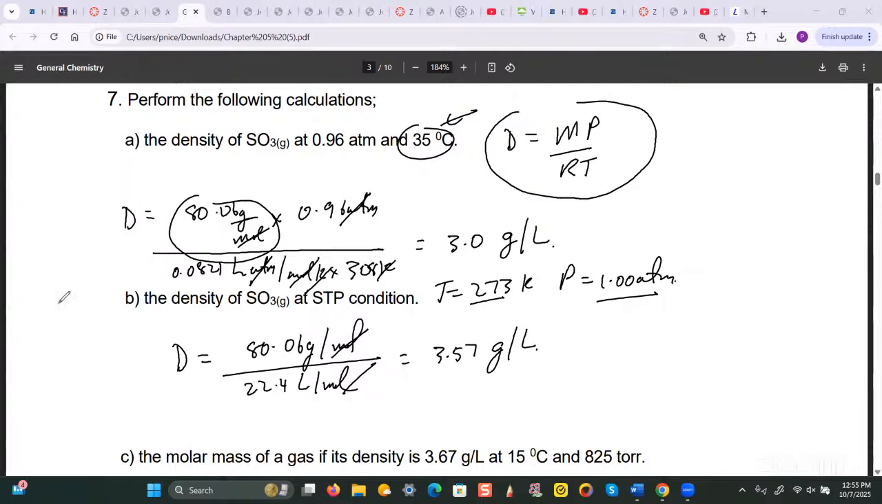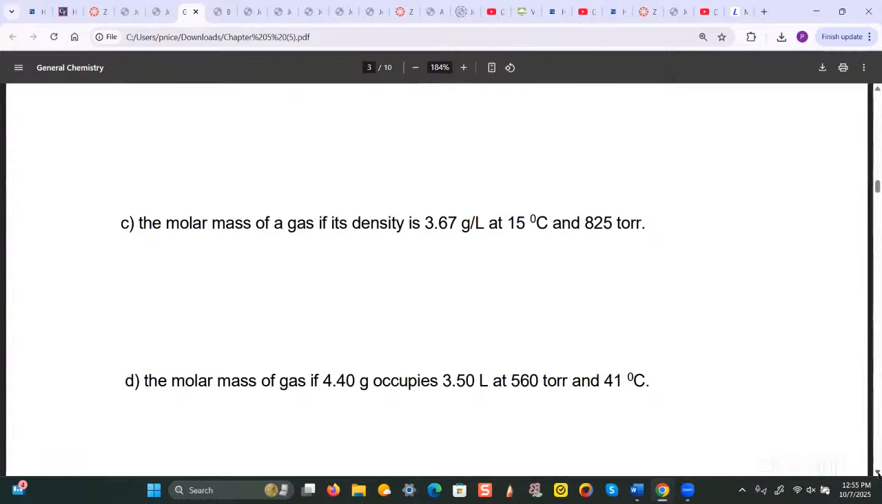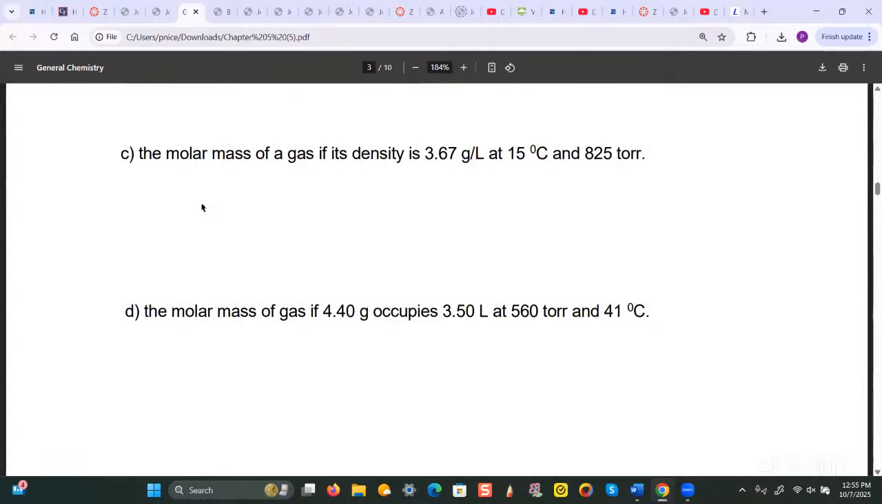Okay, let me clear this. And scroll down to the letter C. In this case, they're asking for the molar mass of a gas if its density is 3.67 grams per liter at 15 degrees Celsius and 825 torr.